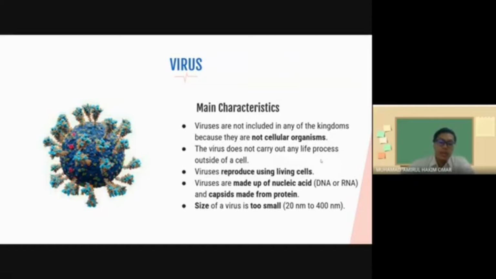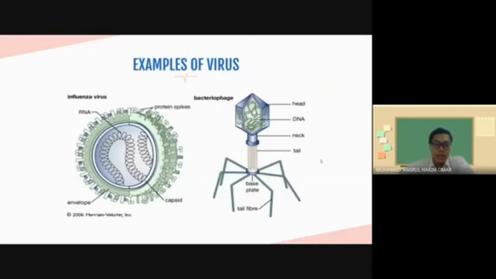Viruses are made up of nucleic acid, which is DNA or RNA, and capsids made from protein. The size of a virus is very small, around 20 nanometers to 400 nanometers. Therefore, a virus cannot be seen using a light microscope but can only be seen using an electron microscope. As we can see on the screen, the examples of virus are influenza virus and bacteriophage virus.